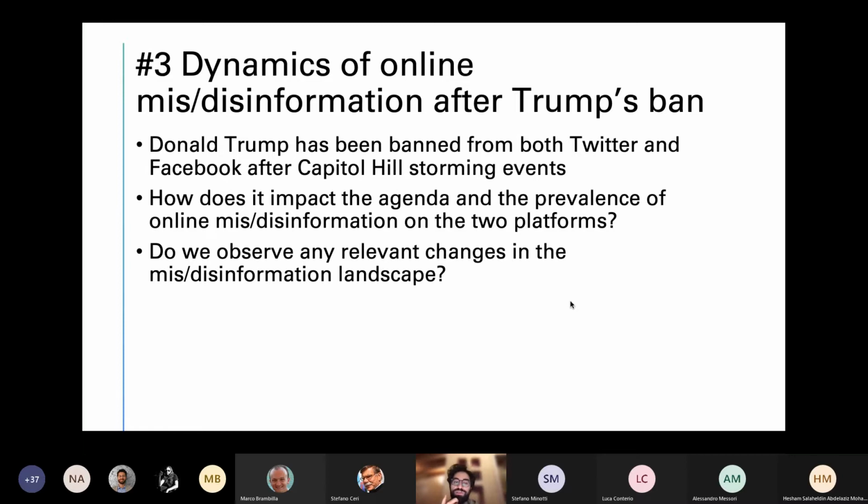So it would be interesting to understand how the agenda of disinformation websites has been affected by Trump's ban, and whether there are visible effects, you know, in the media landscape.